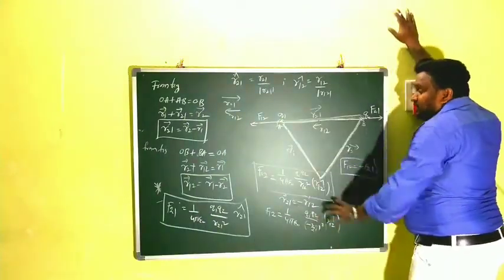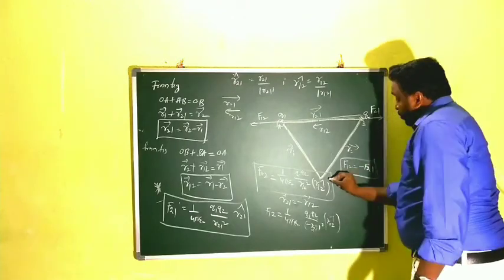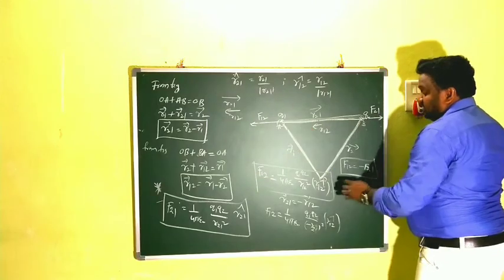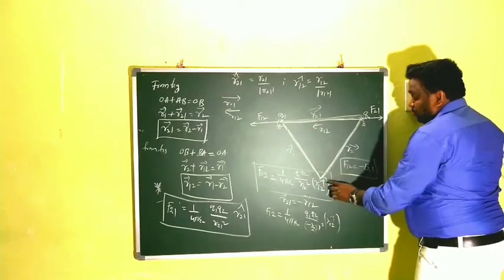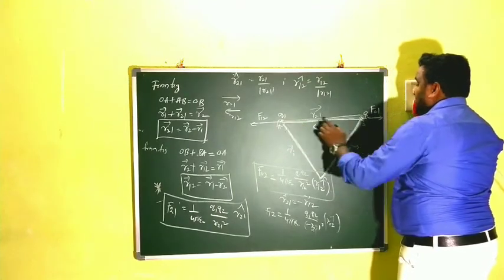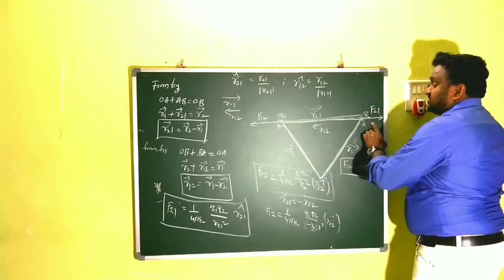The entire thing is in the figure only. This is the origin O. Clear? We have taken three positions: O, A, B. At O, this is the origin. A is one point, and at that point charge Q1 is there. At this point, Q2 is the charge.